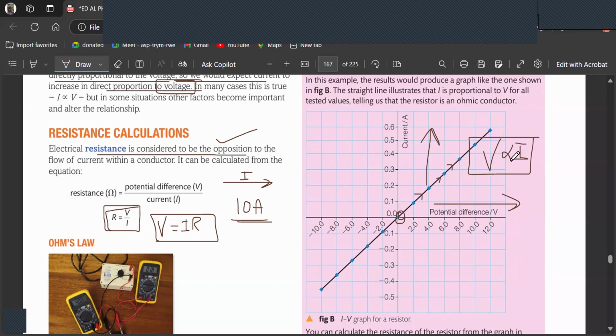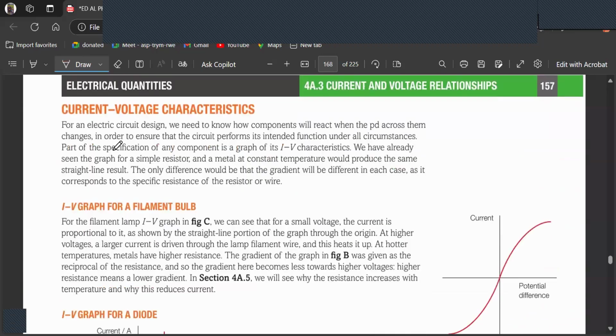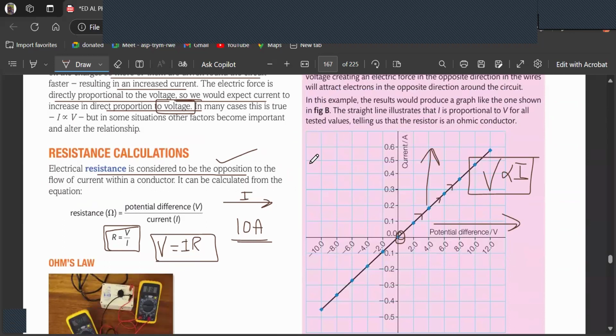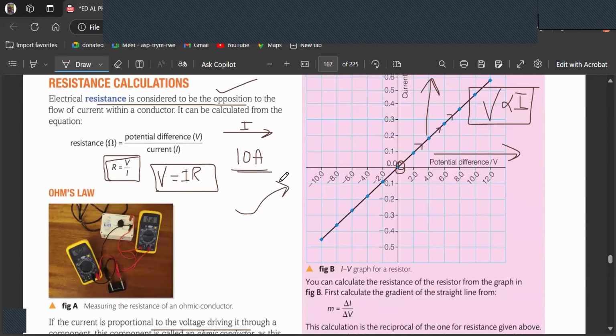Got it? For an electrical circuit design, we need to know how components will react when the potential difference across them changes, in order to ensure that the circuit performs its intended function under all circumstances. Part of the specification of any component, we already have seen the graph. जैसे simple resistor का graph तो ये होगा. This is a graph for a simple resistor. Got it? And you have to memorize these. ये IV ग्राफ किसका है?